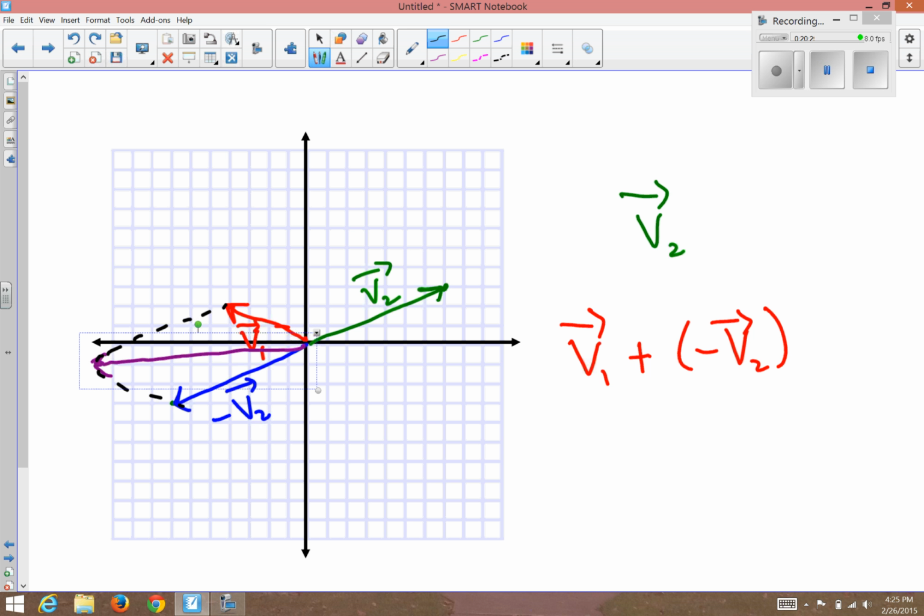So V1 is red, V2 is green, the opposite of V2 is blue, and V1 plus the opposite of V2 is purple. The answer was negative 11, comma.